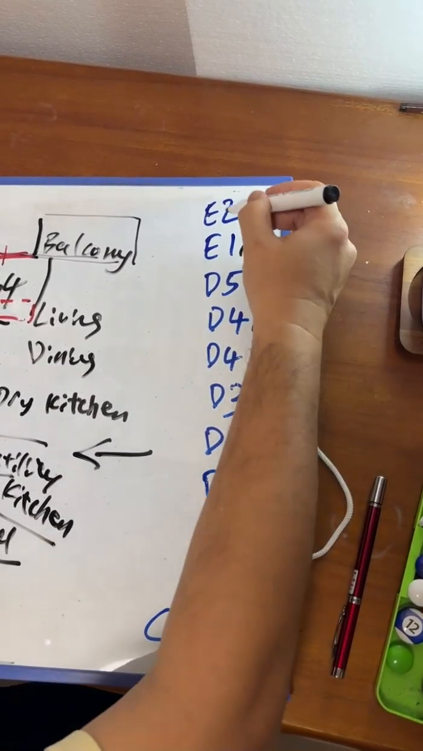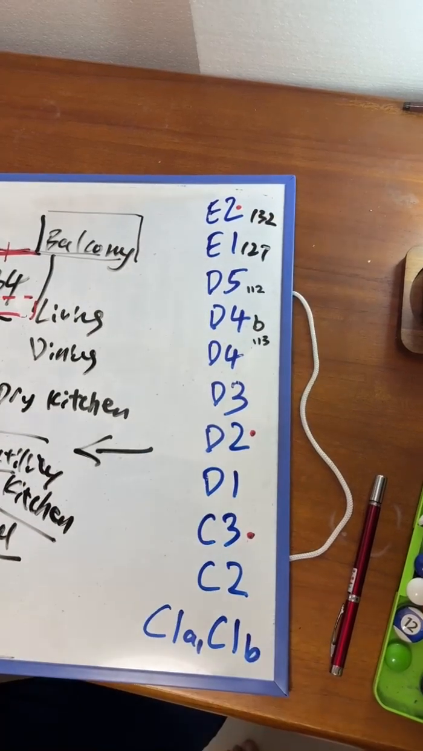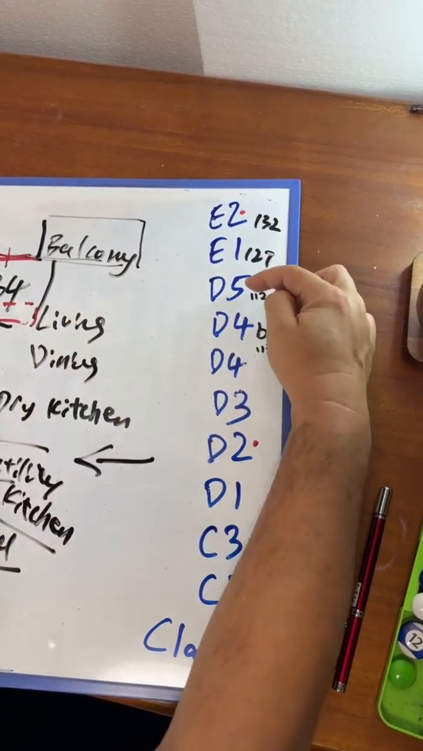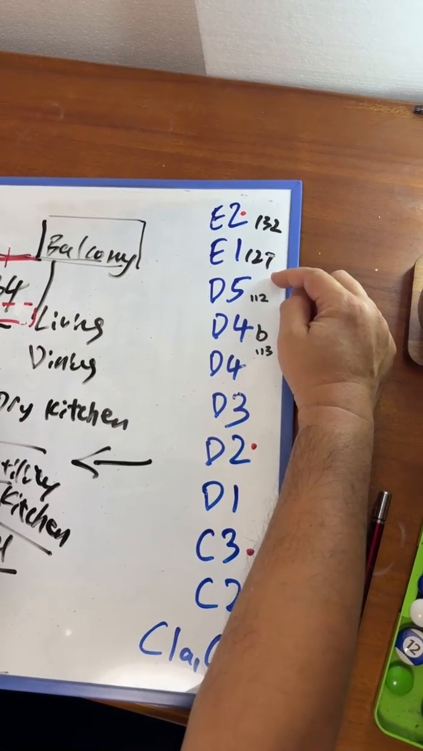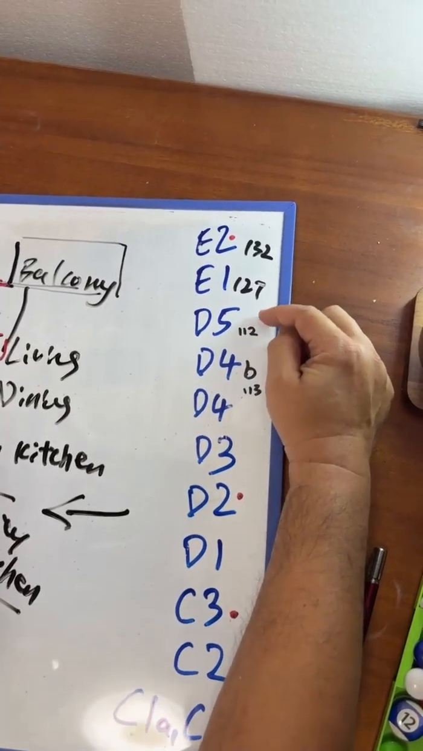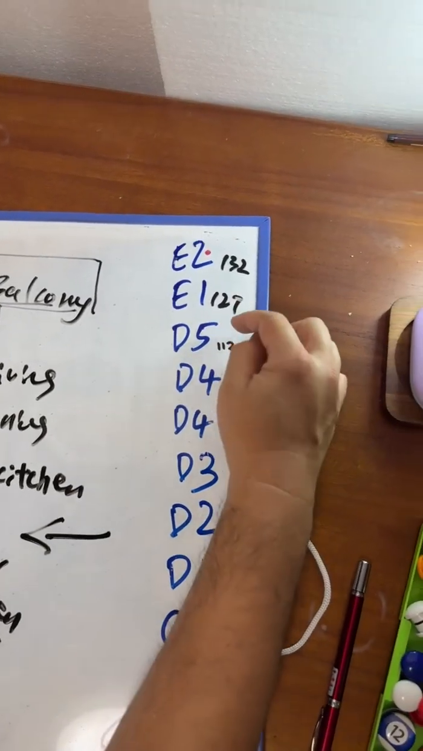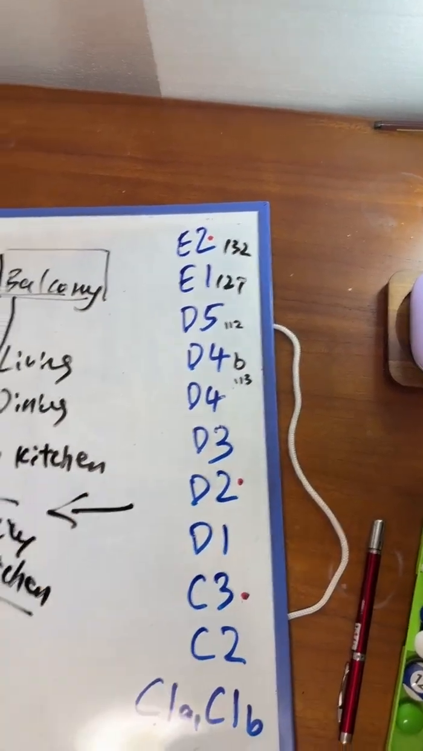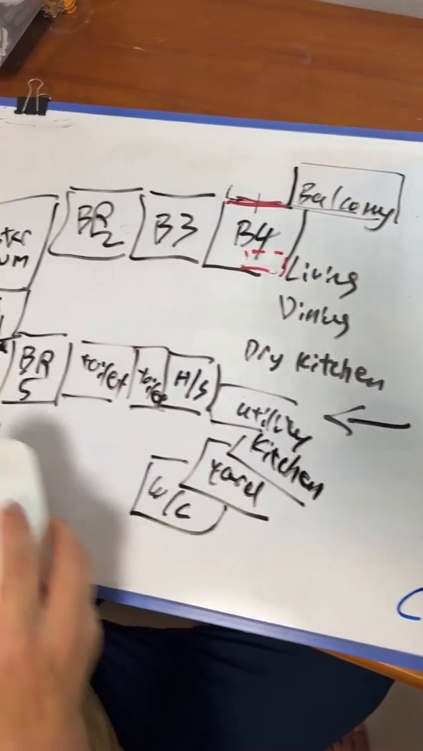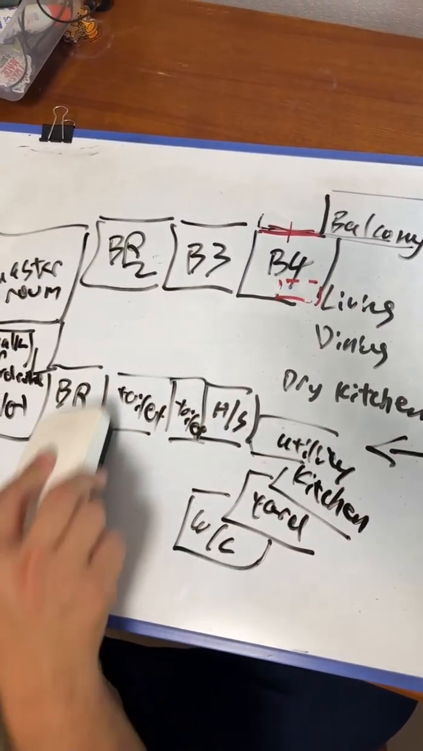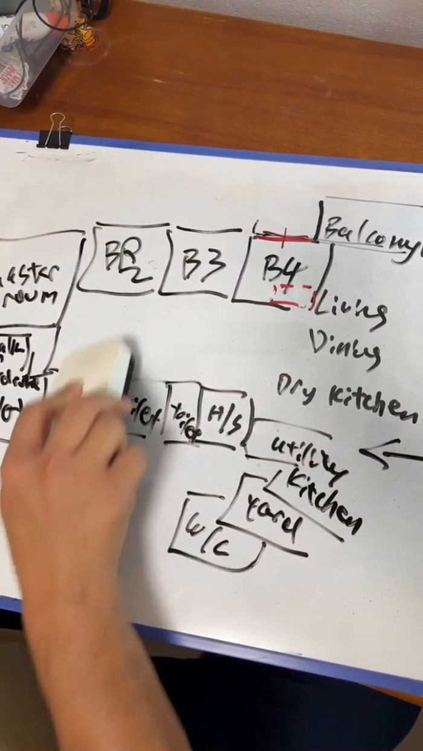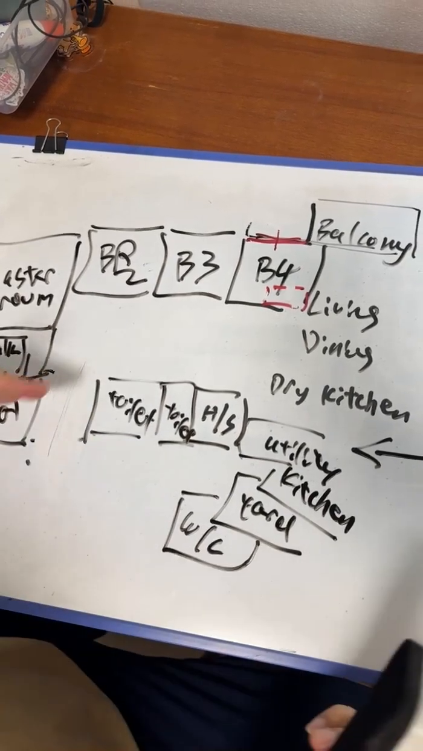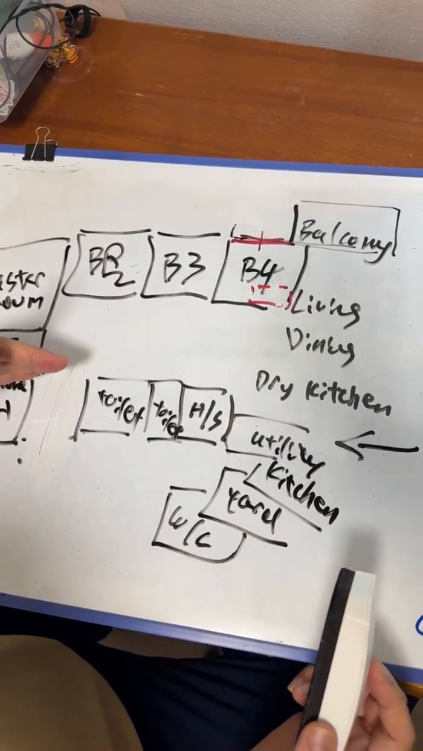Just now we touched on E1 and E2, right? Okay, you see, from E1 to D5 there, you lost 15 square meter. Where does the loss occur? Now, first and foremost, take a look at this. You no longer have a bedroom 5, right? Because 5 room becomes a 4 room. You no longer have a 5th bedroom.